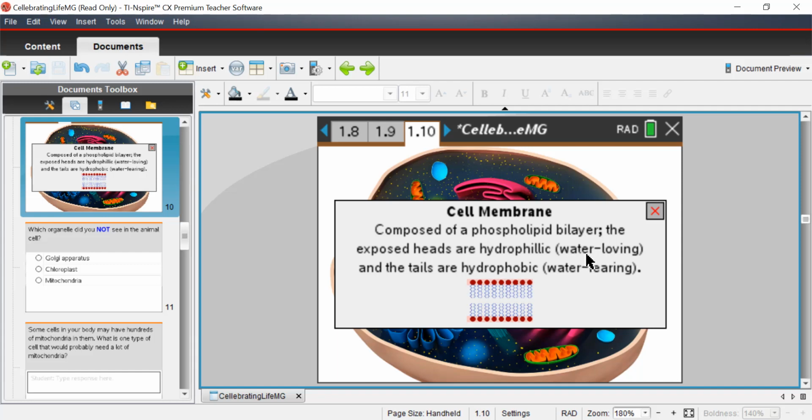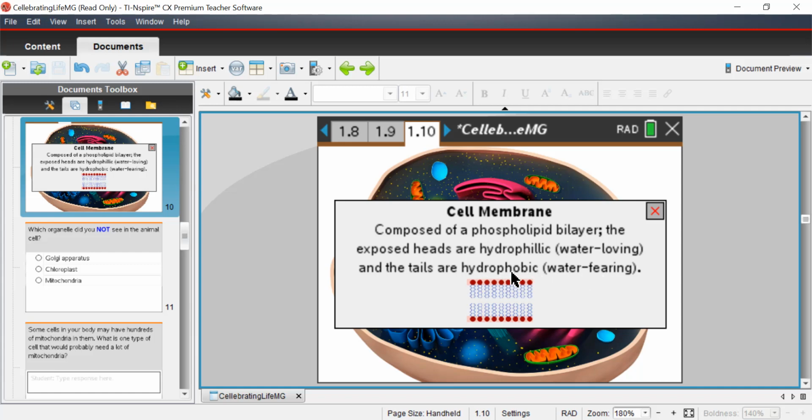They don't repel water. If you've ever dropped a couple of drops of olive oil or vegetable oil in a glass of water, you'll notice that it doesn't dissolve in the water. It sort of makes its own little sphere of oil and it just kind of floats around the water. Okay, that oil is water-fearing or hydrophobic.